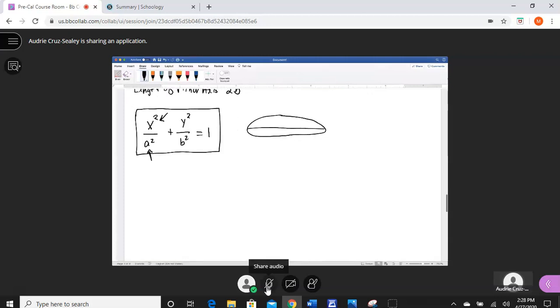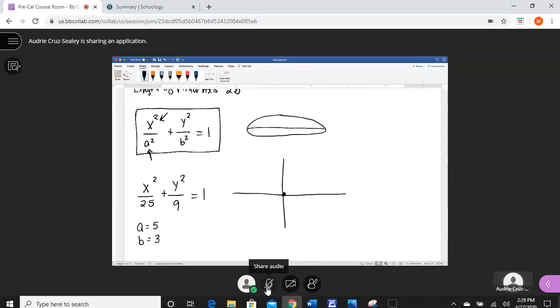So if you look at the first example, it says x squared over 25 plus y squared over 9 equals 1. So if the center is at 0, 0, do you agree that A is 5 and B is 3? Because this right here is the equation. This is A squared and B squared under the denominators, right? So then A itself is just 5 and B itself is just 3. Is everybody okay with that?